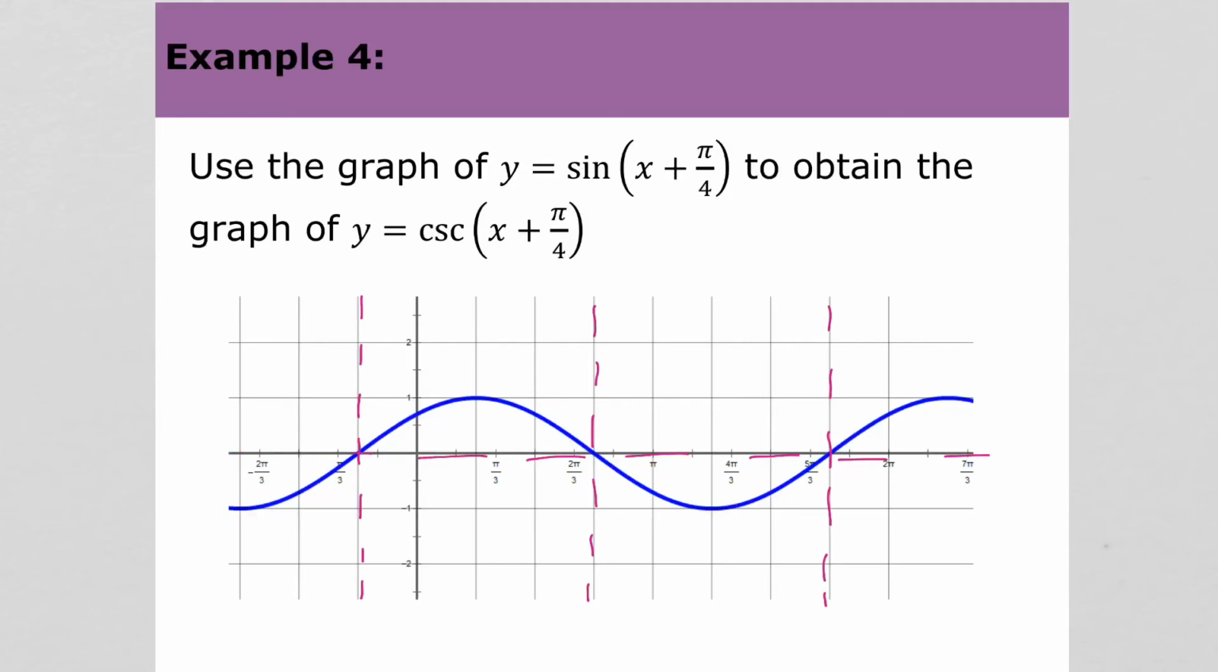And this is not an asymptote, so I'm going to get rid of it. And then at the top of this hill, we flip it and make a U like that. At the bottom of this valley, we flip it and make an upside down U like that. And we could do a piece of 1 here and a piece of 1 there. And so that is the graph of cosecant of x plus pi over 4.